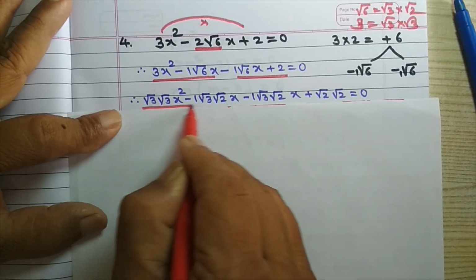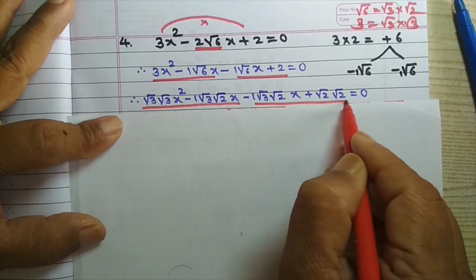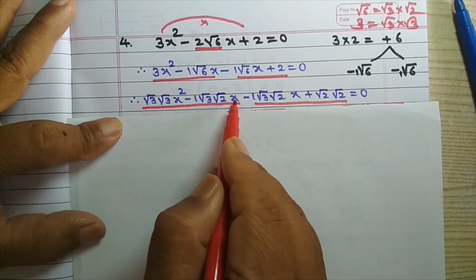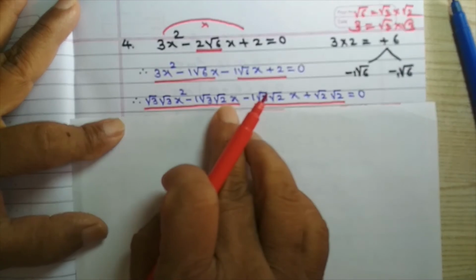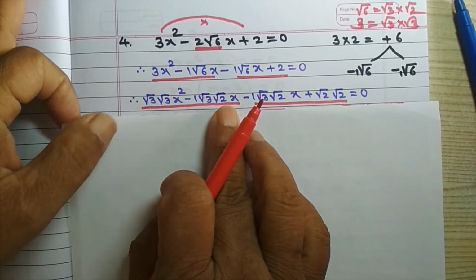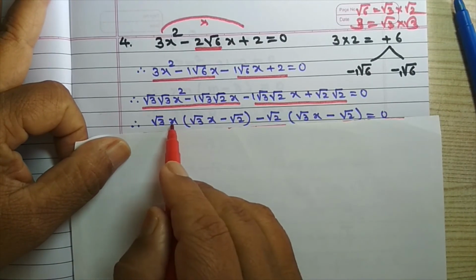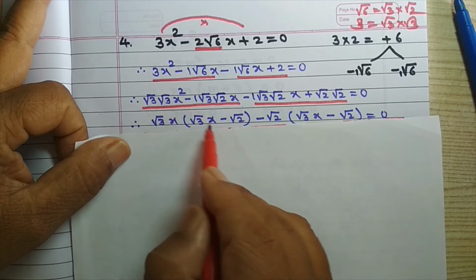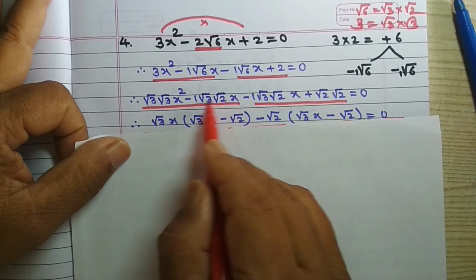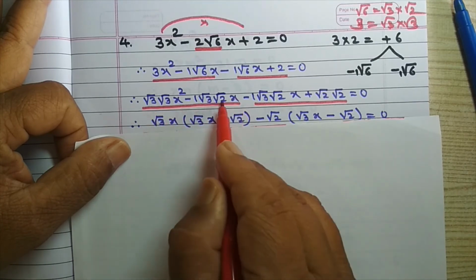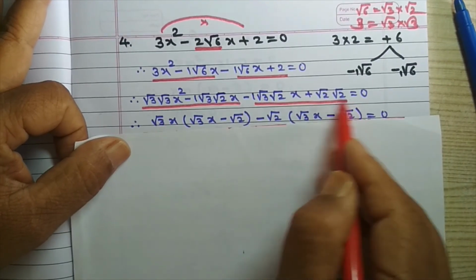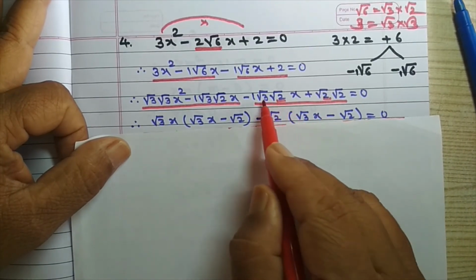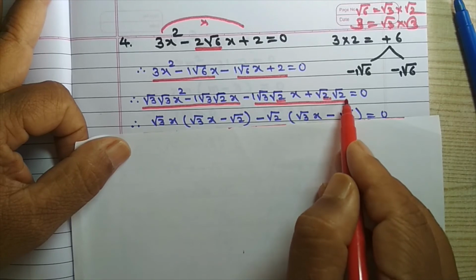Okay. See here in this case, and the last two terms. What is the common? Root 3 is common, x is common. Okay. Therefore, we have to take root 3x as the common factor. Root 3x we take common, but root 3 into x, 1 remains there. Minus root 3 is taken common, x is taken common, root 2 remains. In this case, root 2 is the common. This is the root 2 taken common. What remains is root 3x minus root 2.